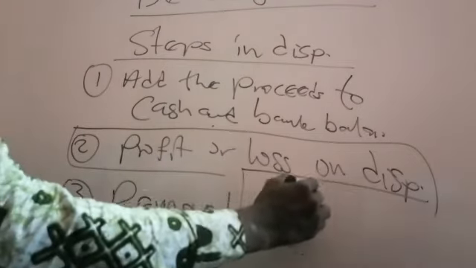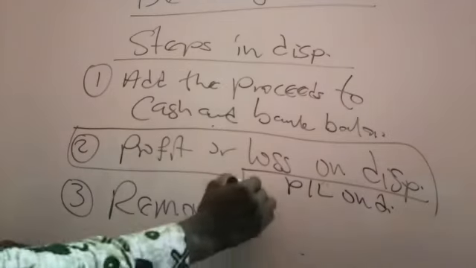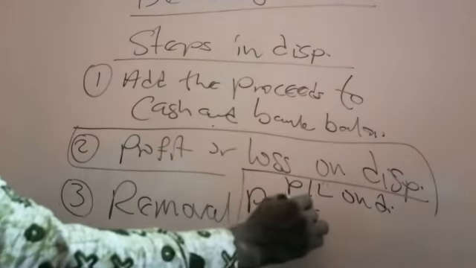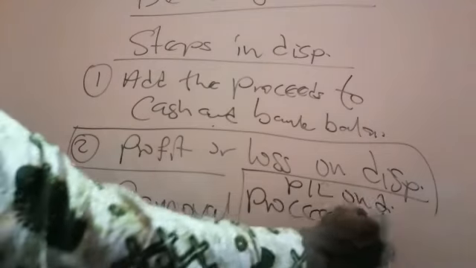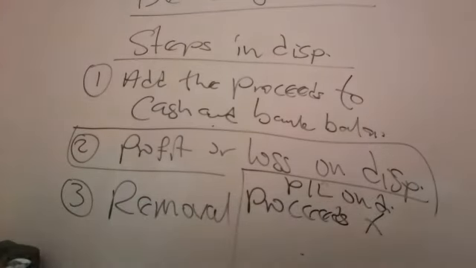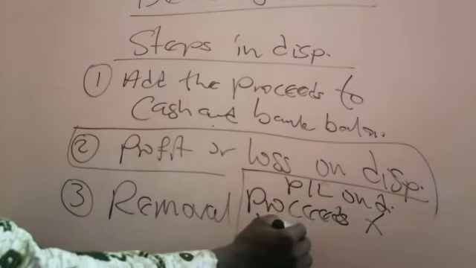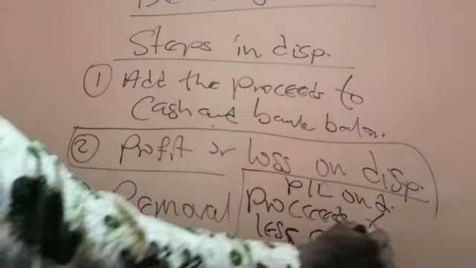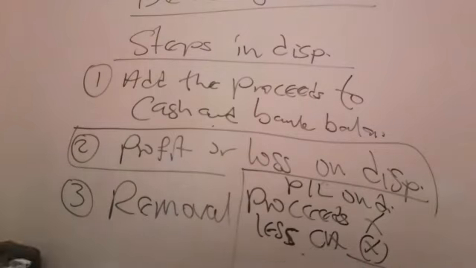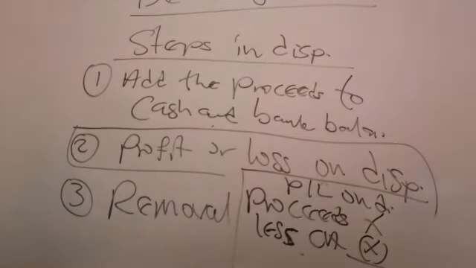So profit or loss on disposal. First two items, the proceeds, how much you sold the asset for, so much. Now less the carrying amount, CA, carrying amount. That's all. We're done. Now if it's a profit, you add it to other income. If it is a loss, you add it to operating expenses.